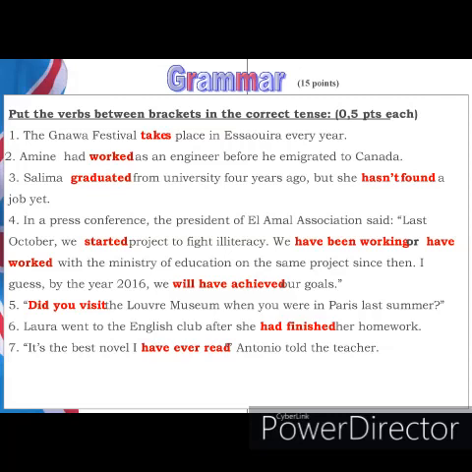The recent action is immigrated, but before it he had worked as an engineer. Okay. Number three, Salima graduated from university 4 years ago, but she hasn't found a job yet.